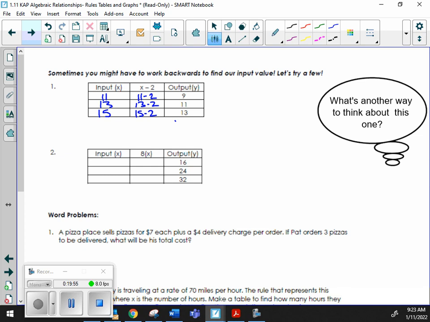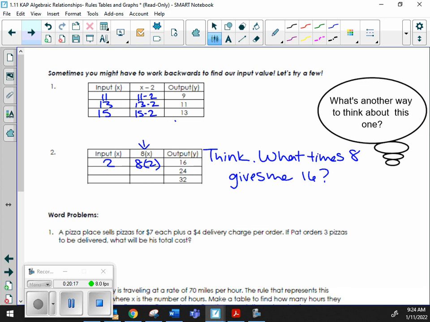Number 2. Ooh, what operation is this, class? Multiplication. So maybe think, what times 8 gives me 16? What times 8 gives me 16? 2. 8 times 2, does that work? Great. What times 8 gives me 24? 3. Okay, y'all see how we're just sort of changing what we're thinking? And what gives me 32? 4. 8 times 4 gives me 32.